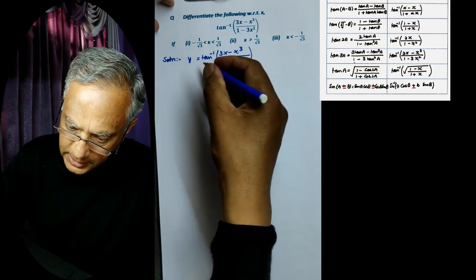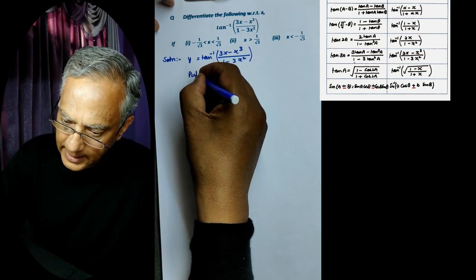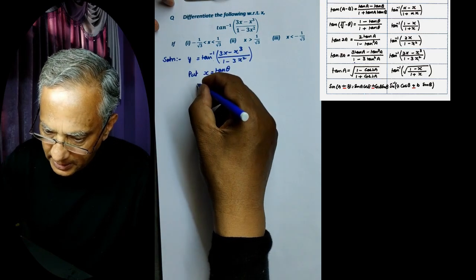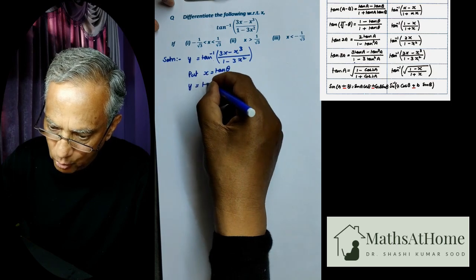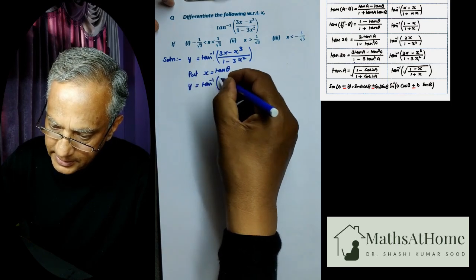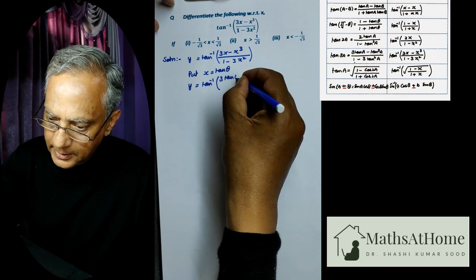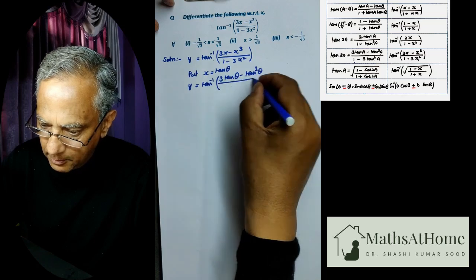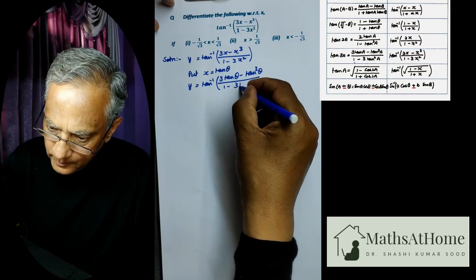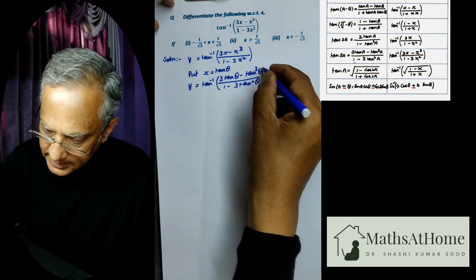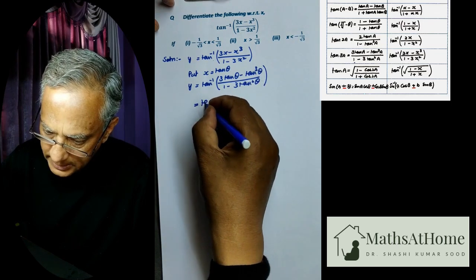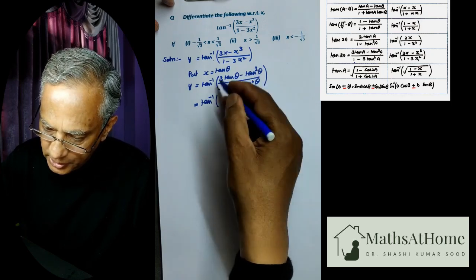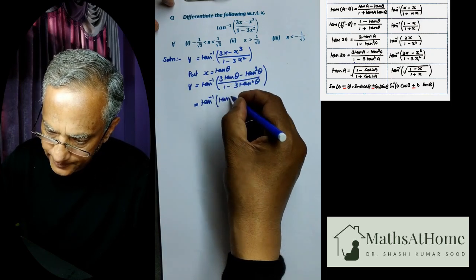So what we do is put x equal to tangent of theta. This implies y is equal to tan inverse of 3 tangent theta minus tangent cube theta whole divided by 1 minus 3 tan square theta. And this is equal to tan inverse, and this is tangent of 3 theta.